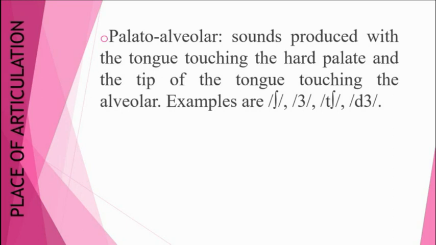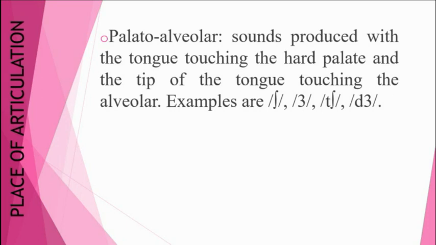So the body of the tongue and the tip of the tongue will be raised. One will be touching the hard palate, and the other one will be touching the alveolar ridge. So let us look at the examples we have there. We have the sh, we have the ju, we have the ch, and the j. So these are the examples of sounds we have under palato-alveolar sounds.